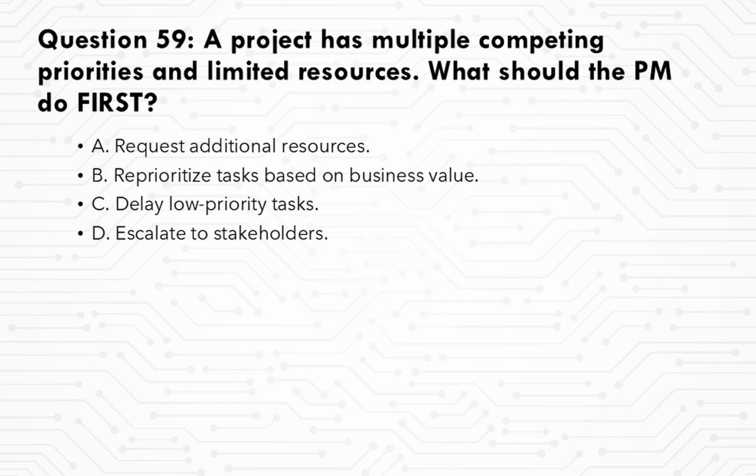Question 59. A project has multiple competing priorities and limited resources. What should the PM do first? A. Request additional resources. B. Reprioritize tasks based on business value. C. Delay low-priority tasks. D. Escalate to stakeholders. Answer: B. Prioritization is the first step before escalation or changes.